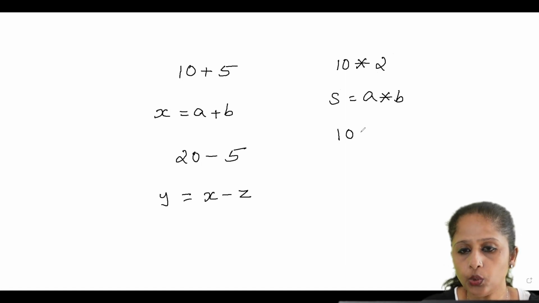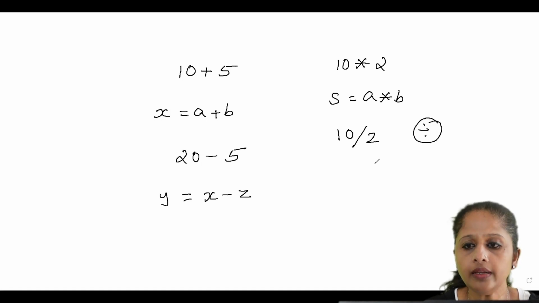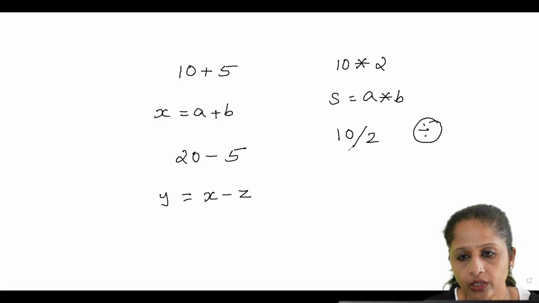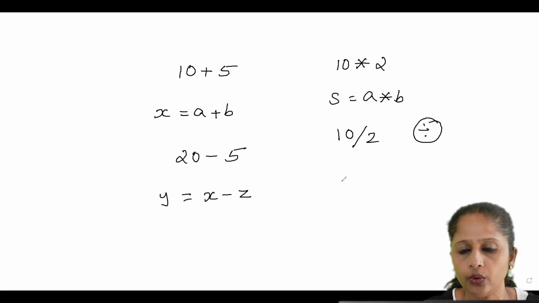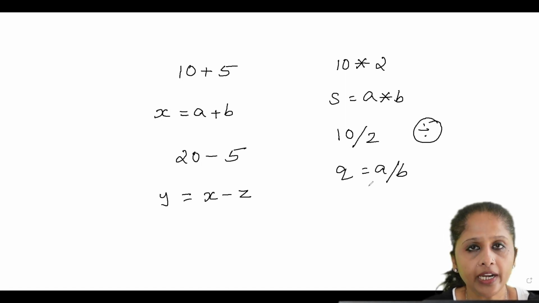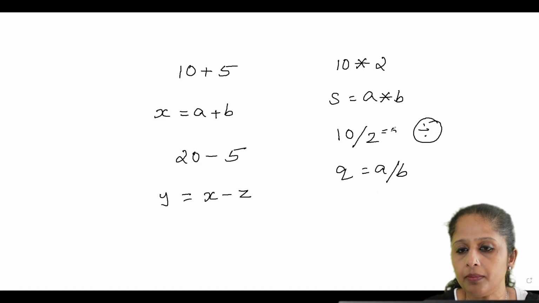Then we have division. So 10 divided by 2. We don't have this symbol; it is not there in Python or in any programming language. We are using the forward slash. So it will do 10 divided by 2 and you will get 5.0. Or you can write q is equal to a divided by b. Here we are doing the division a divided by b, and the result will be a floating point value. That is, if you are doing 10 divided by 2, you will get the answer 5.0.